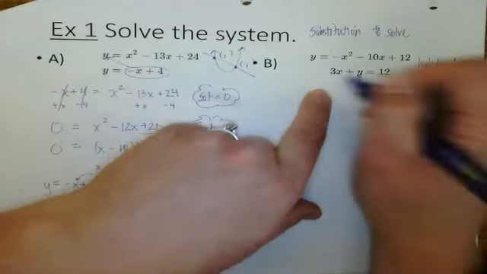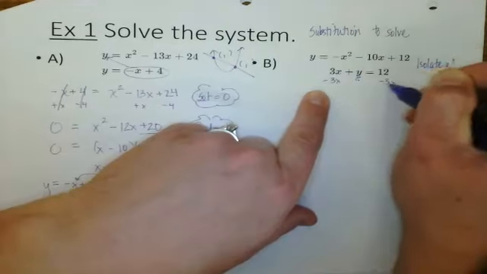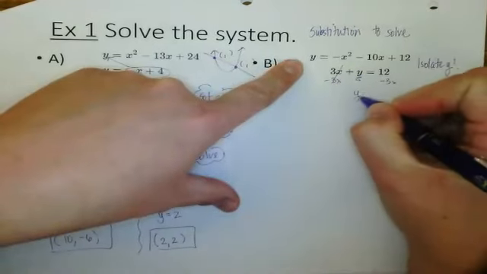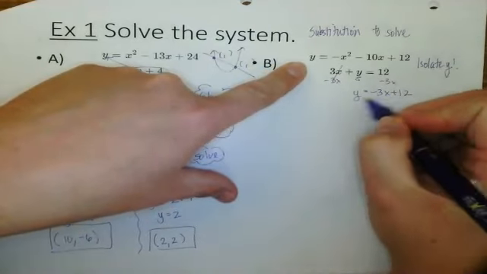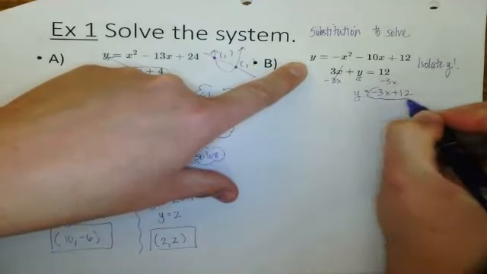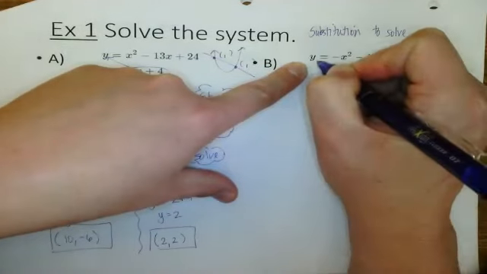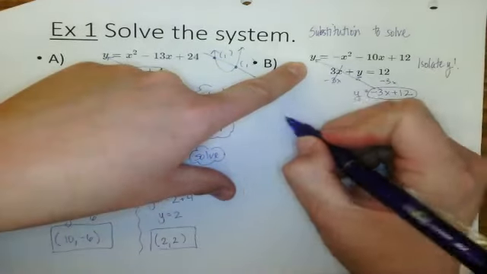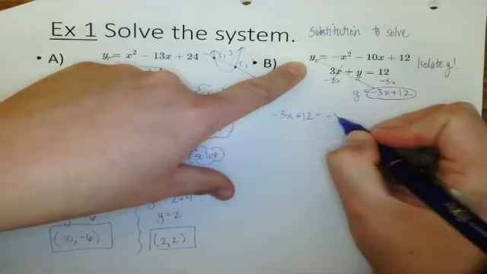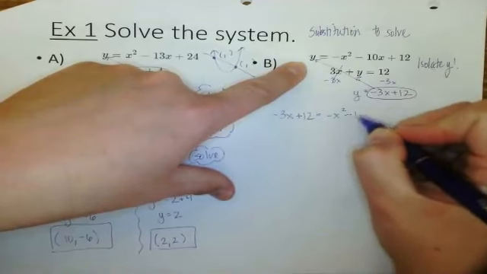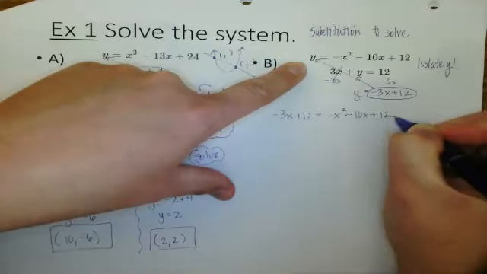So let's isolate y. Let's subtract 3x to the other side. So then we have y equals negative 3x plus 12. Now y is by itself, and I can plug in to that other equation. So we have negative 3x plus 12 equals negative x squared minus 10x plus 12.